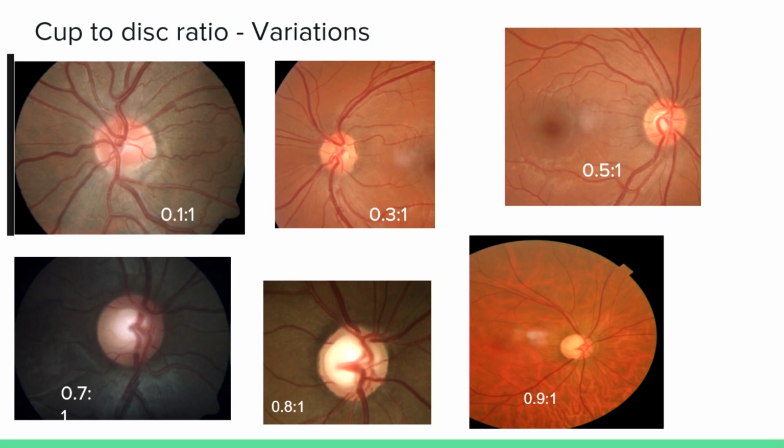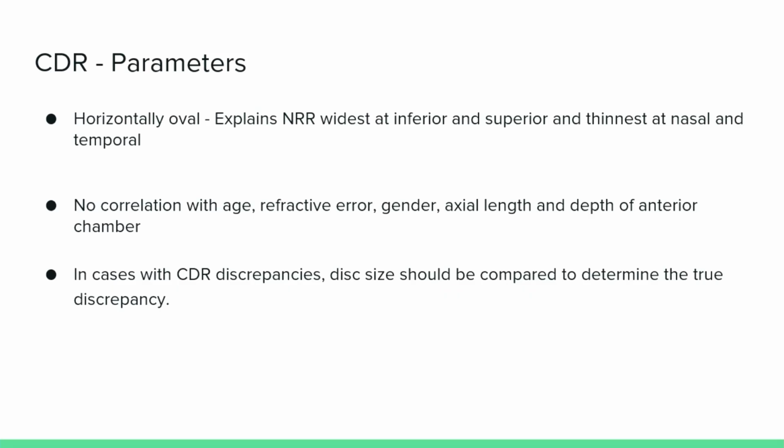In the third image, you can see that the cup is almost half of the disc diameter, so it is 0.5. Moving on, it is 0.7, and in the second last image, you can see that the cup is quite broad, 0.8. It is also a large disc, and lastly, you can see a cup disc ratio of 0.9 to 1.